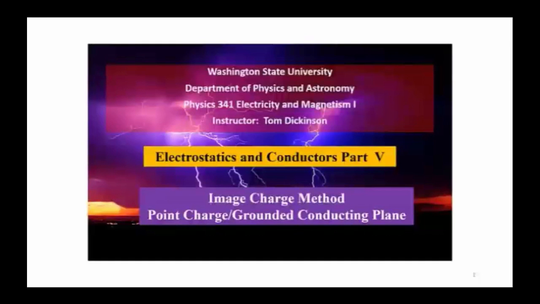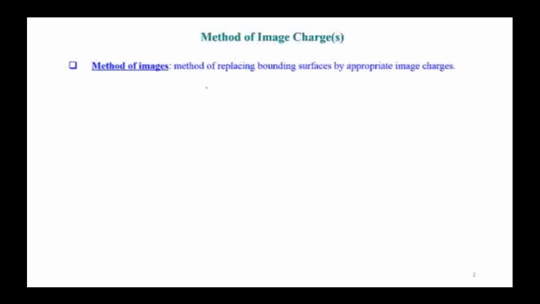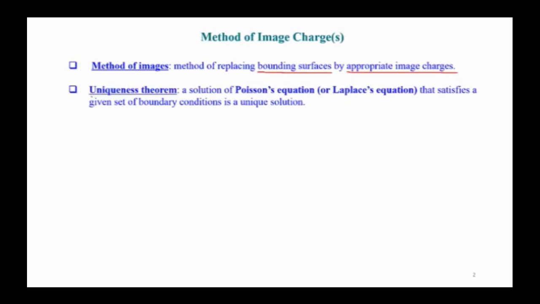So I'd like to take a look at this method called the image charge method. We'll eventually apply that to a particular problem, namely a point charge above a grounded conducting plane. The method of images is a method of replacing bounding surfaces of some space by appropriate image charges. The one important thing that it relies on is what's called the uniqueness theorem.